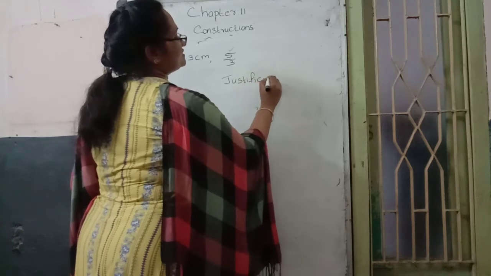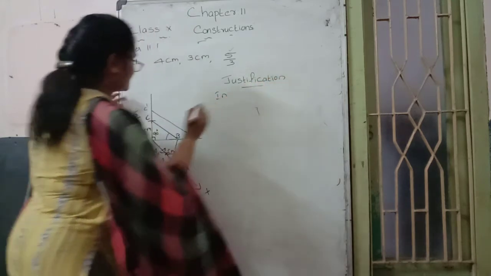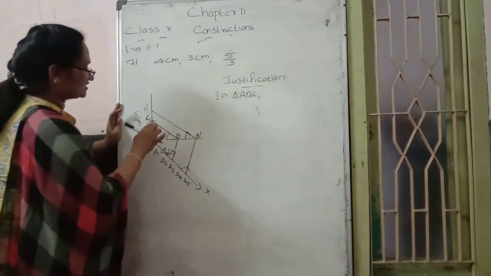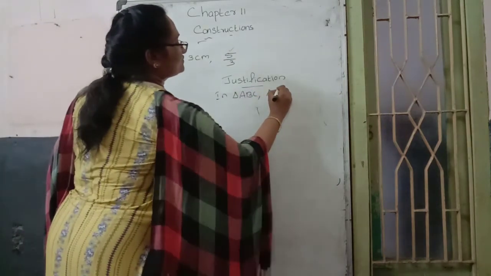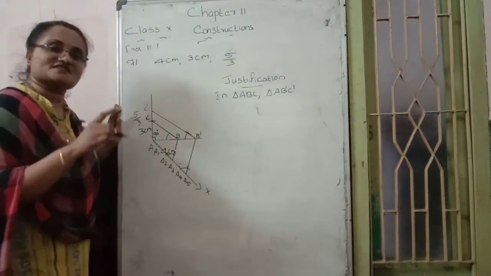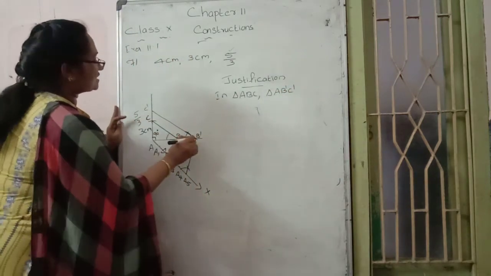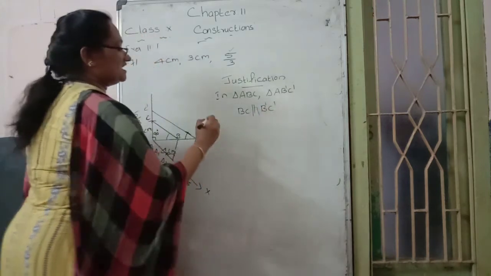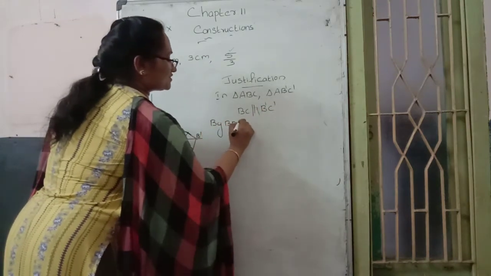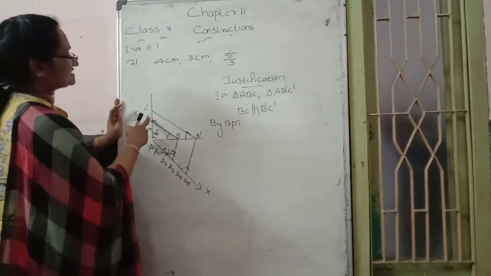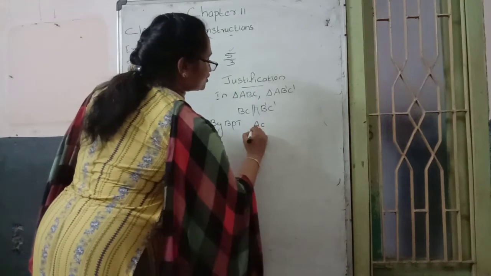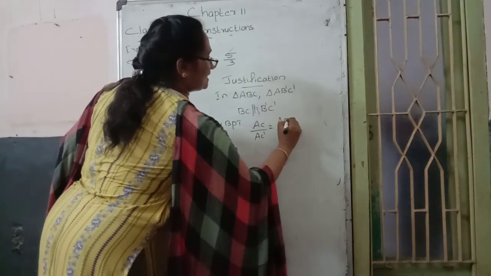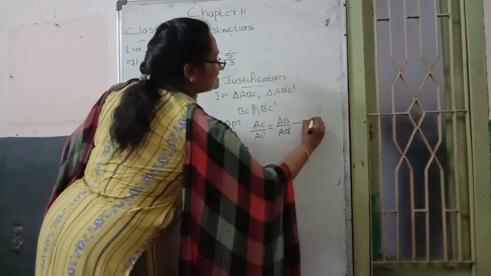Justification, how to justify this one. First we want two triangles. Which are the two triangles? One is the original triangle ABC. The second triangle is A B dash C dash, the similar triangle. BC is parallel to B dash C dash. Then applying the BPT theorem, same procedure. With ratios, AC by AC dash is equal to AB by AB dash. Mark it as equation 1.